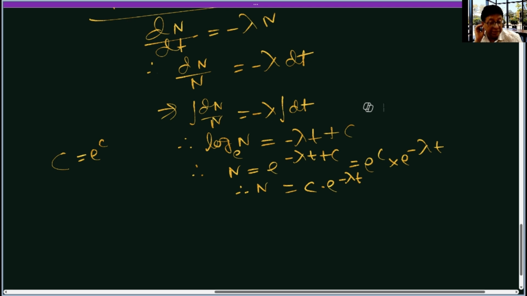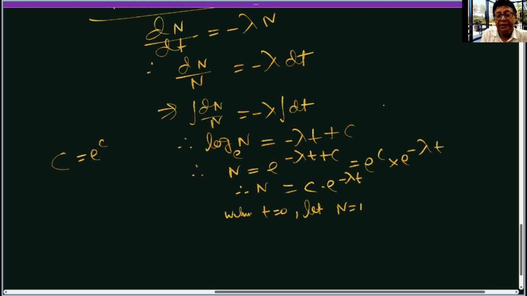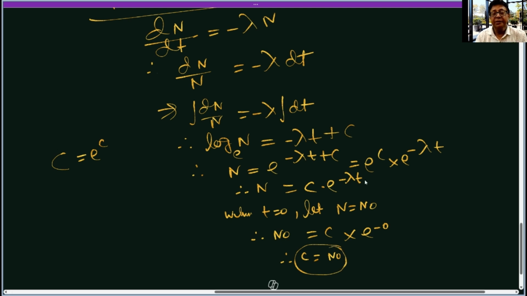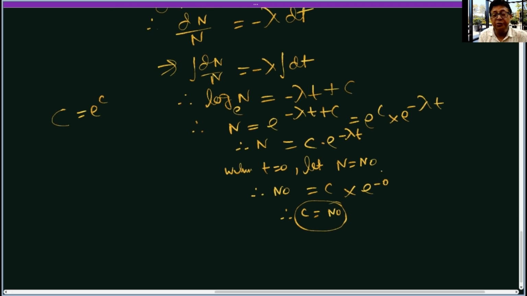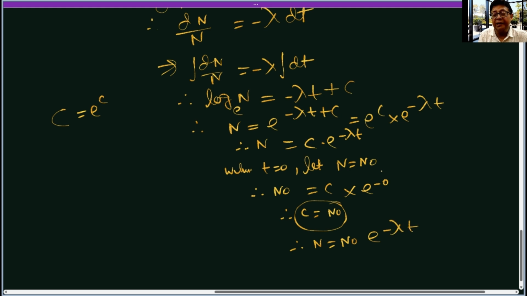Again, C we can write in terms of the initial number. When t equal to 0, let N equal to N0. So N0 will be C into e to the power minus 0, C equal to N0. Clear? So the equation changes to this form: N equal to N0 e to the power minus lambda t.